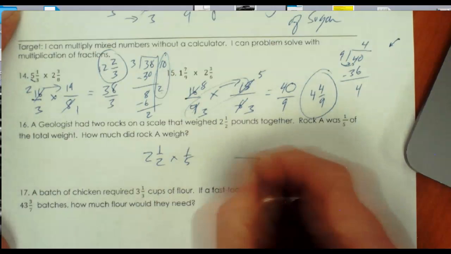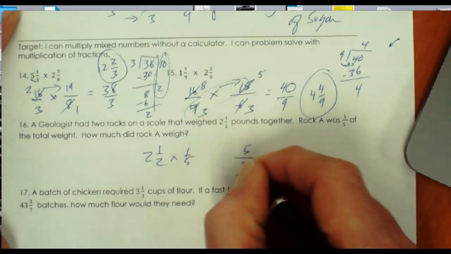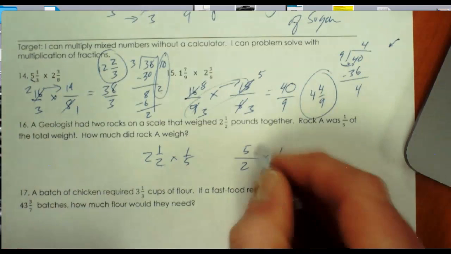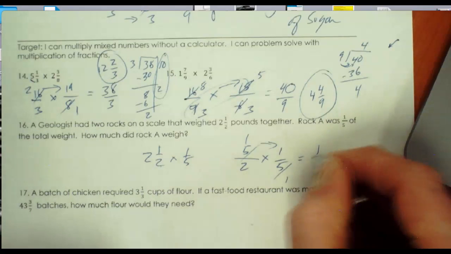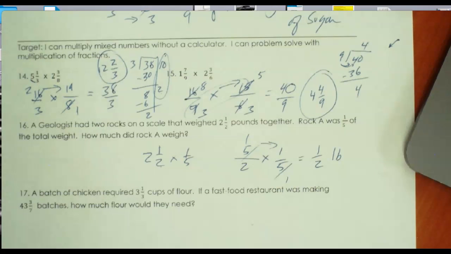So we can rewrite that as an improper fraction. 2 times 2 is 4 plus 1. So this would be 5/2 as an improper fraction times 1/5. Well, to divide by 5, that's an easy one, and we just multiply across. We got 1 on the top, 2 on the bottom. That's 1/2 pound. That's pretty simple.